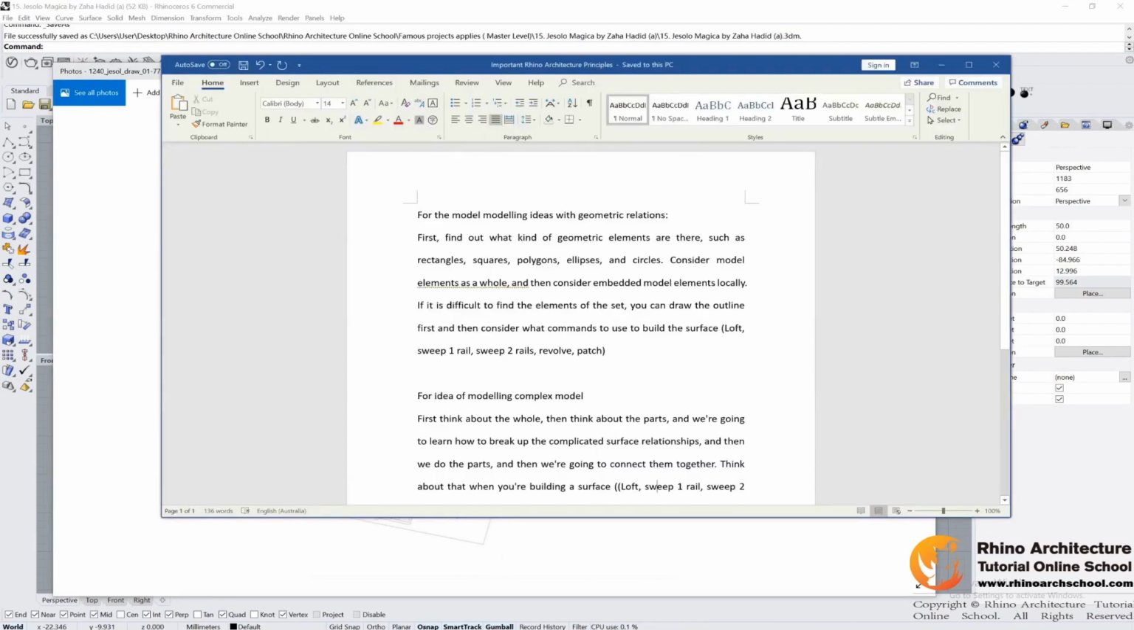First, let us read our principles on how to build the model. For a geometric model, first find out what kind of geometric elements are there, such as rectangles, squares, polygons, ellipses, and circles. Consider model elements as a whole, and then consider embedded model elements locally. If it is difficult to find the elements of the side, you can draw the outline first, and then consider what commands to use to build the surface: loft, sweep one rail, sweep two rails, revolve, or patch.